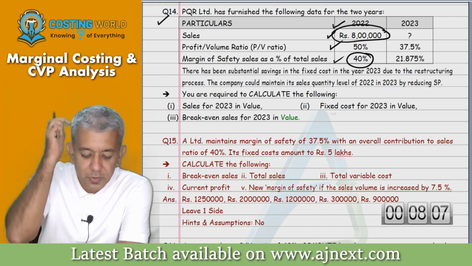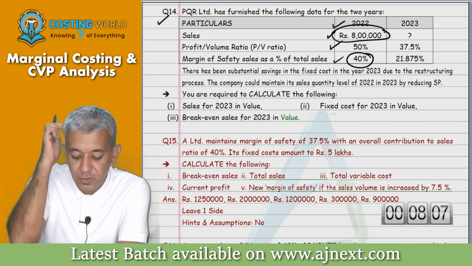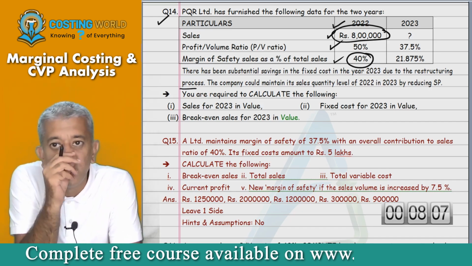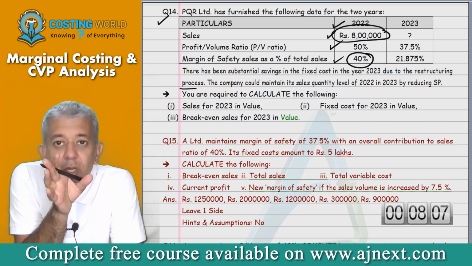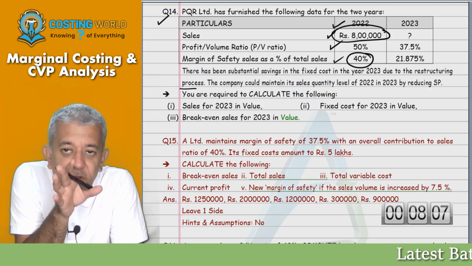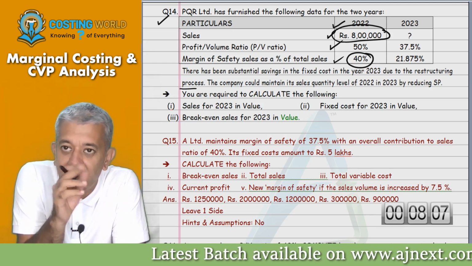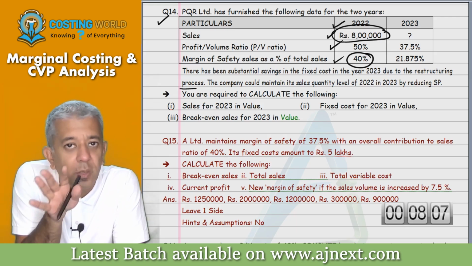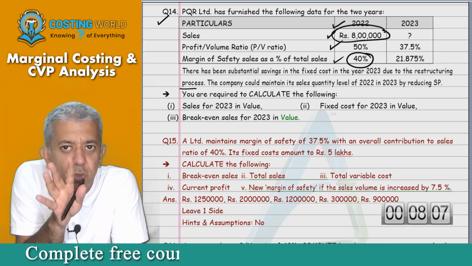There has been substantial savings in fixed costs for the year 2023 due to the manufacturing process, due to the restructuring process. So those guys are themselves saying that in 2023 fixed cost will be saved. So can we say out of 3 assumptions, one of the assumptions is now not met? Can you say fixed cost will be changing? No, those guys have told it has changed.